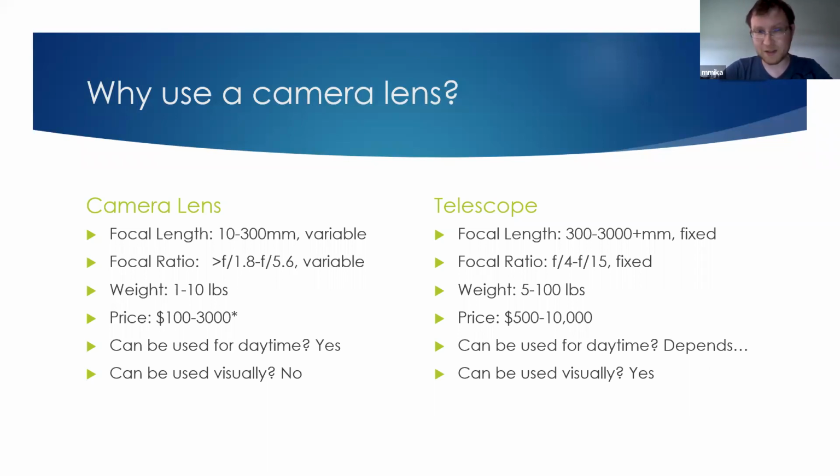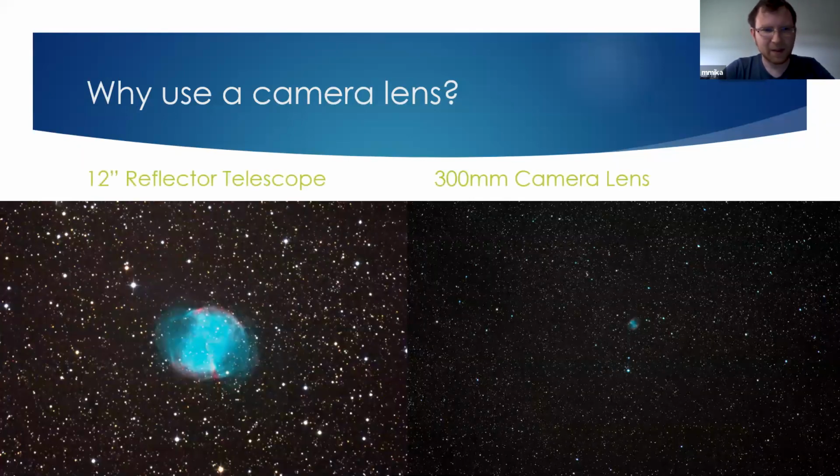You can use them for daytime photography. Unlike your telescope, if you are doing birding or long distance shooting, you can probably get away with using a telescope, but it's probably not something you'd carry around for everyday or family pictures. Downside is you can't really hook an eyepiece up to a camera lens, and you probably don't want to. You have a viewfinder for that. So you might think, okay, that's great. Well, let's look at a really quick comparison here.